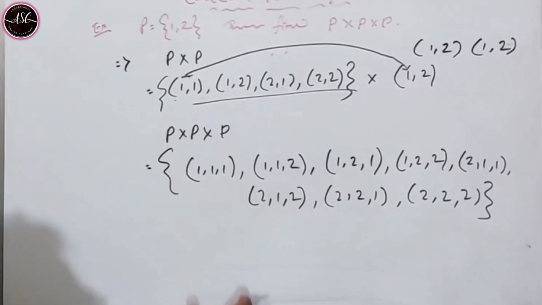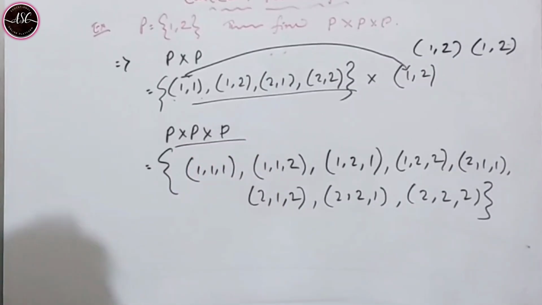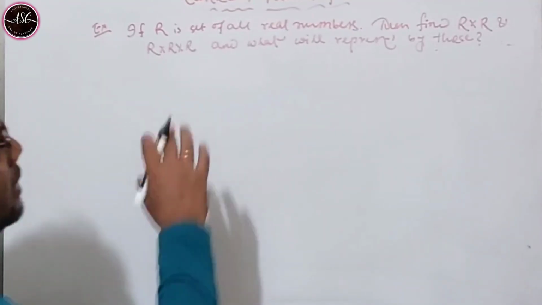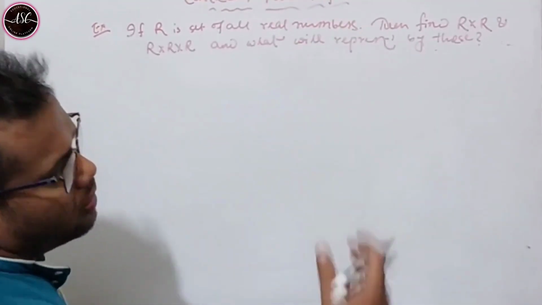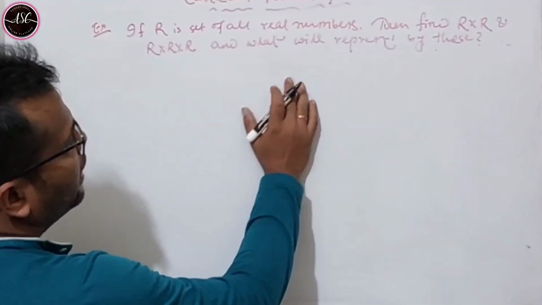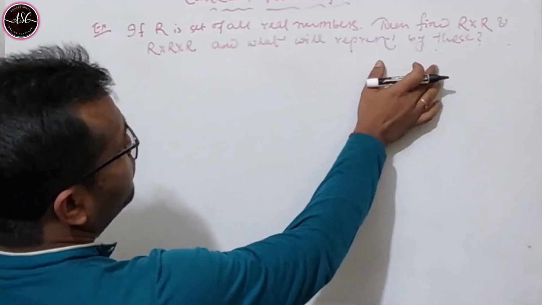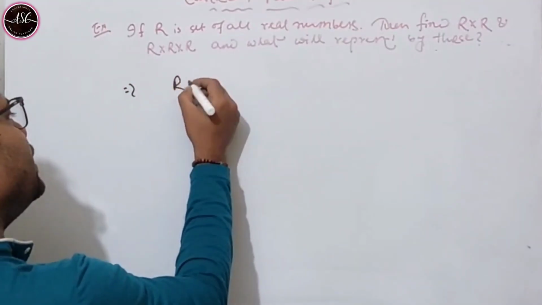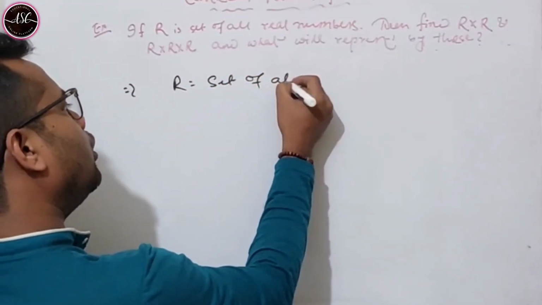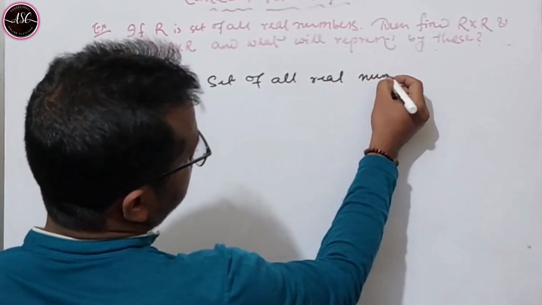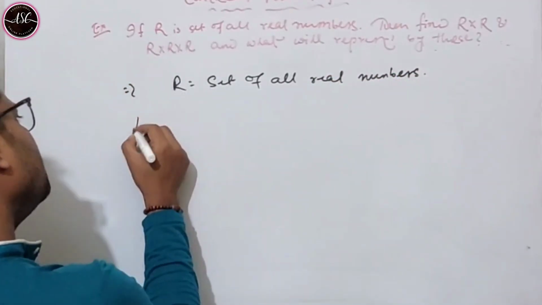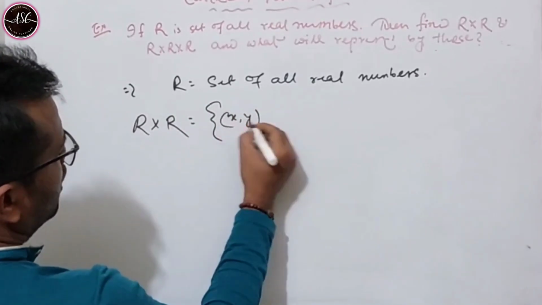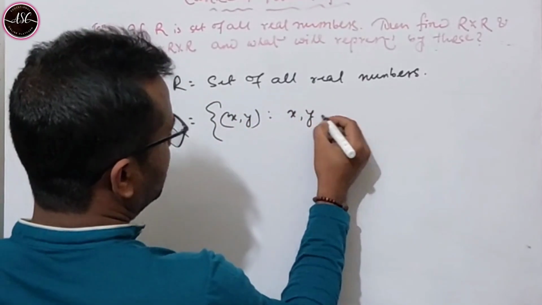That's the Cartesian product of the three sets. Okay, here is another example. If R is the set of all real numbers, then find R cross R and R cross R cross R. What will this represent? So R is equal to the set of all real numbers. Then R cross R will be represented as (x, y) such that x, y belong to R.